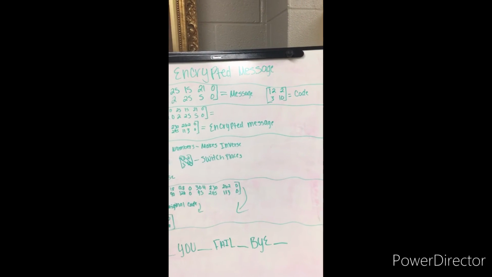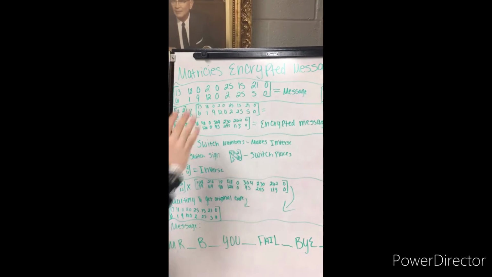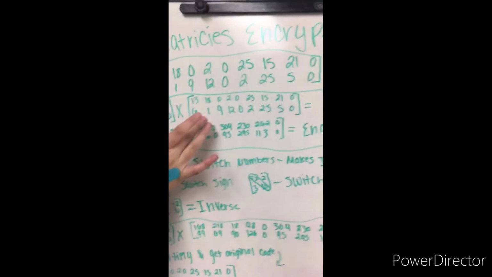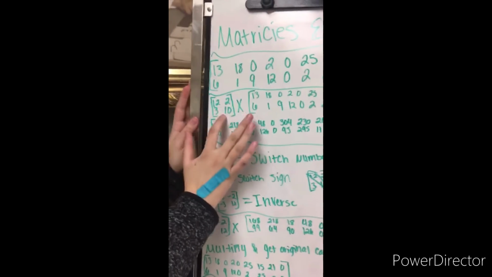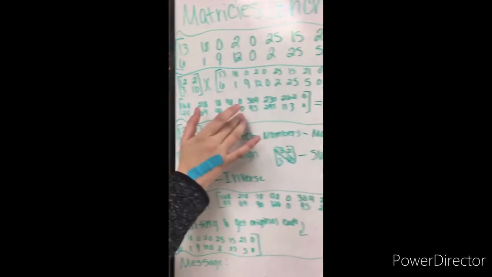And now I got a friend named Madison who's going to explain how to get the encrypted message using these two items provided. Now I'm going to show you guys how to get the encrypted message. So here you see we have our code and we have our original message. So now we're going to multiply the two. So we're going to multiply this by this, and that's how we're going to get our encrypted message.